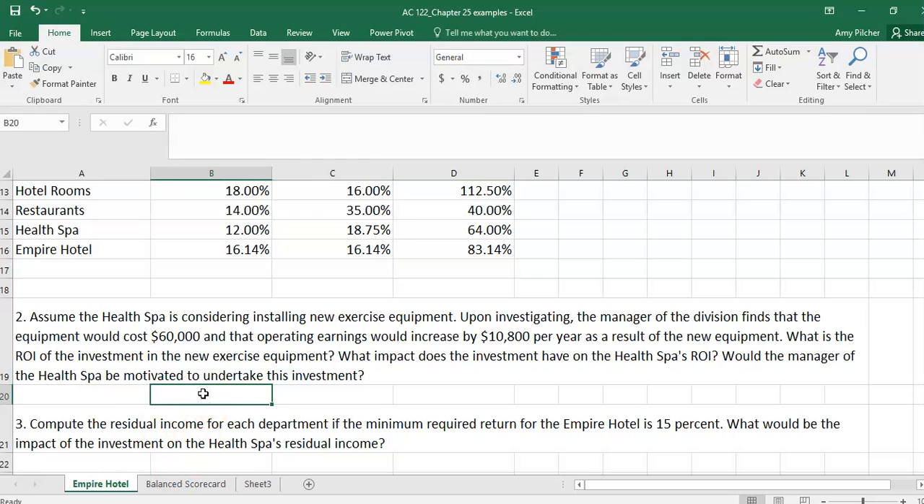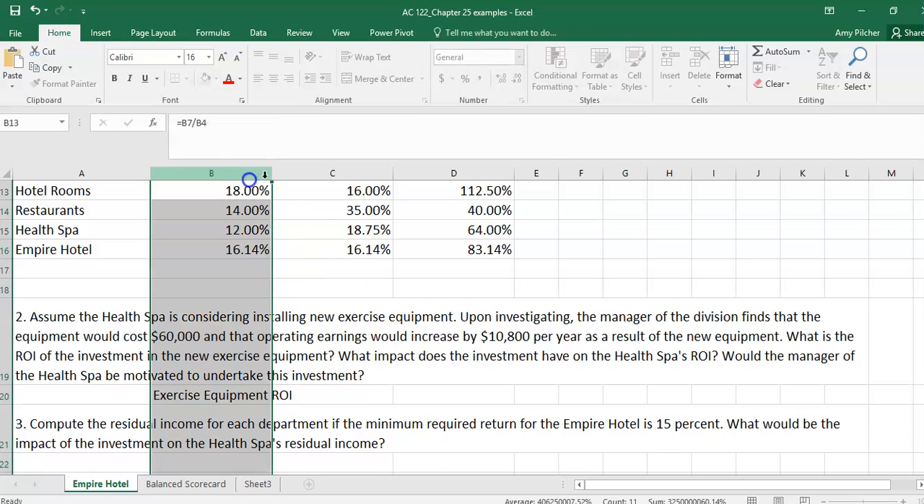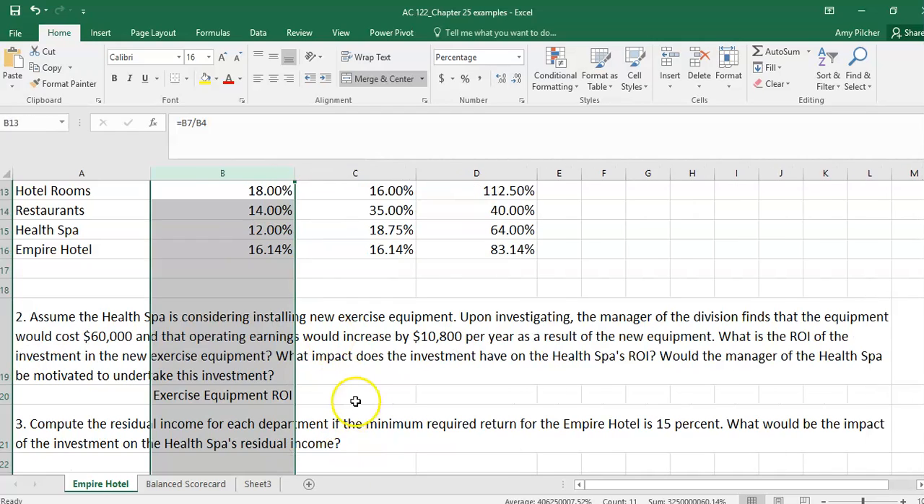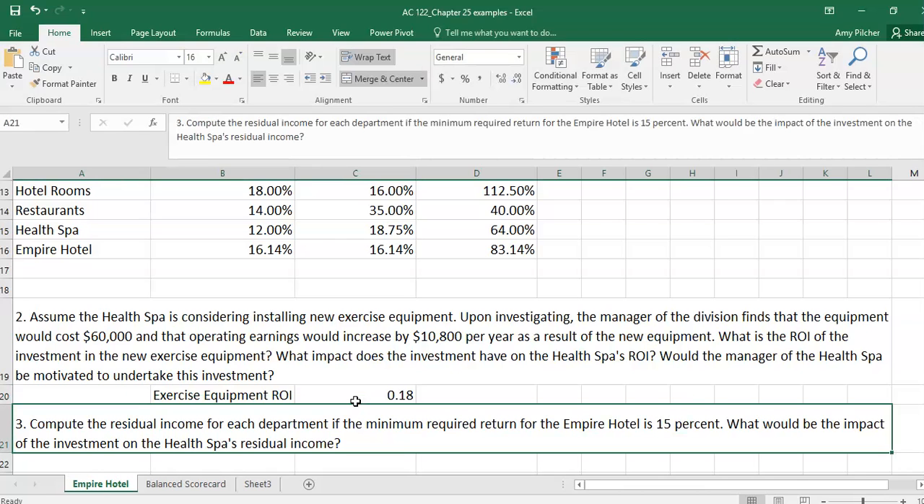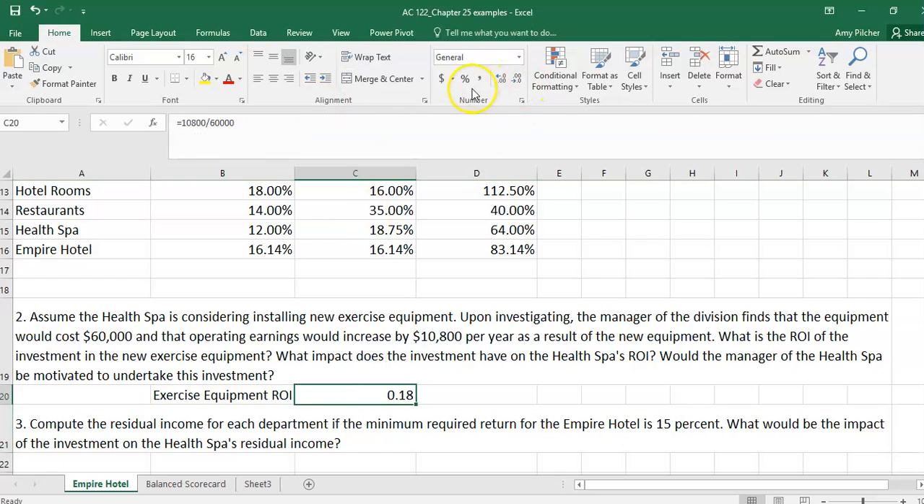So exercise equipment ROI. This is calculated by taking the projected income caused by the exercise equipment divided by the cost of the exercise equipment. So the equipment purchase ROI is 18%.